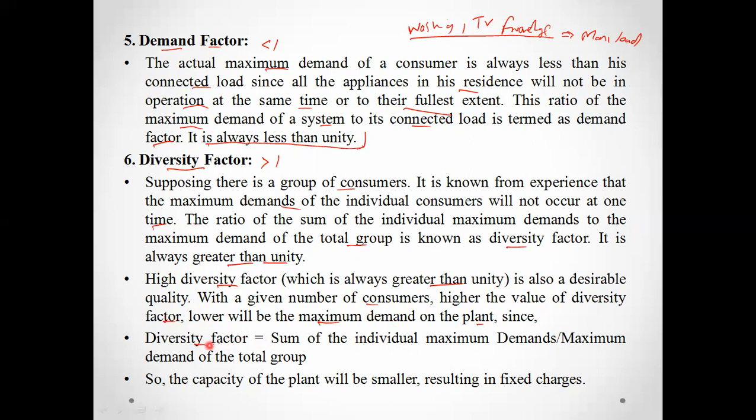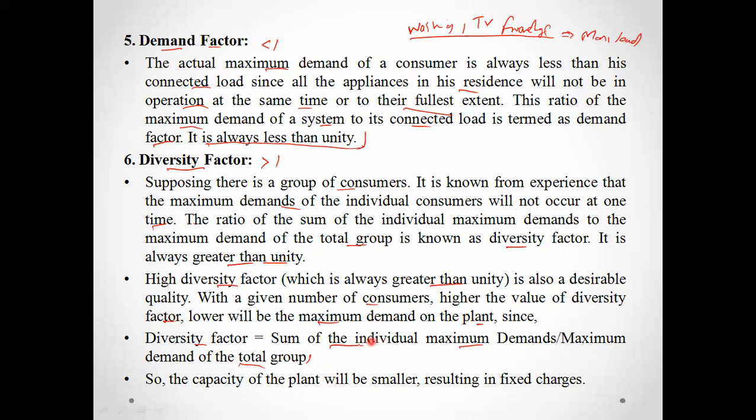So we can say that the diversity factor is equal to the sum of the individual maximum demands divided by the maximum demand of the total group. Okay, what was happening in the demand factor? It was for the consumer, a single consumer. What is happening here?